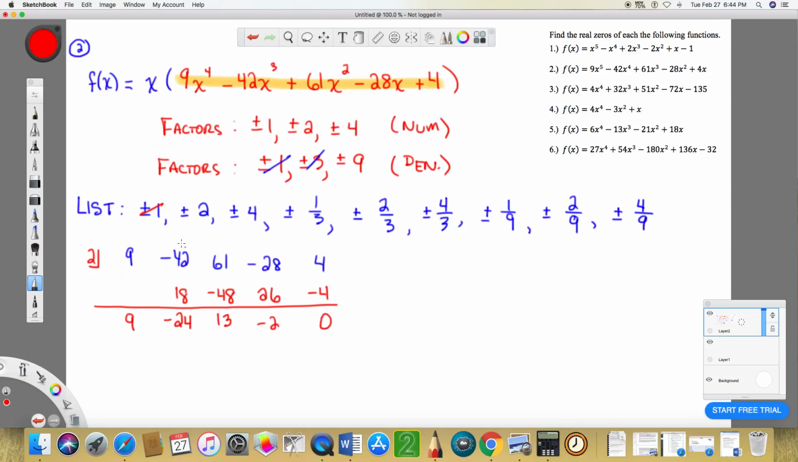All right, so let's try 2 to see if there's a repeated root. Nope. I'm starting to think, wait a minute. 9, 18, -6. Okay, there we go. So we've got a repeated root. So now we've got it down to a quadratic.